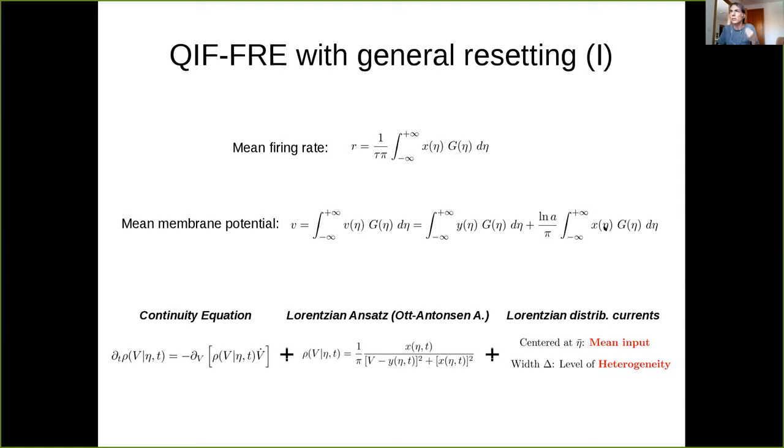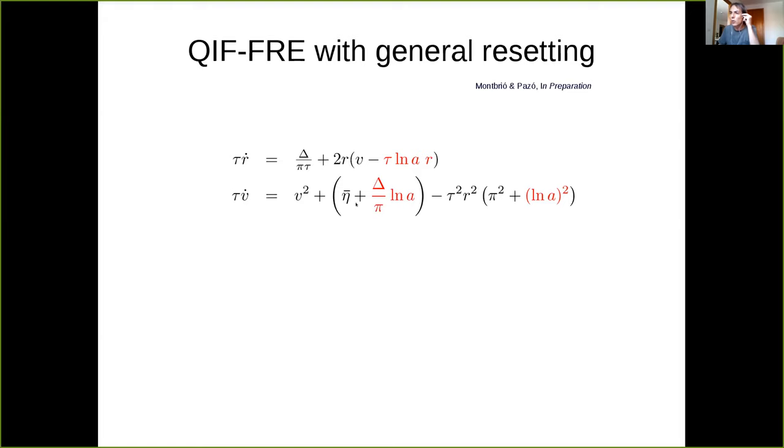And it turns out that the only relevant value of eta is the value of eta at the poles of this distribution, okay? And that's why we get a strong dimensionality reduction. And the model that we find is this one, where here we have the mean firing rate, and here we have the mean membrane potential. And then you see that the asymmetry parameter enters in three different places. So it looks very non-trivial, no? The effect that this asymmetry has on the collective dynamics of these models.